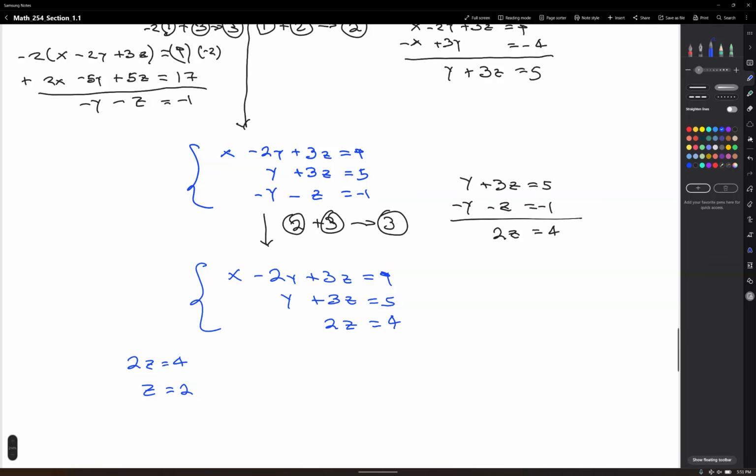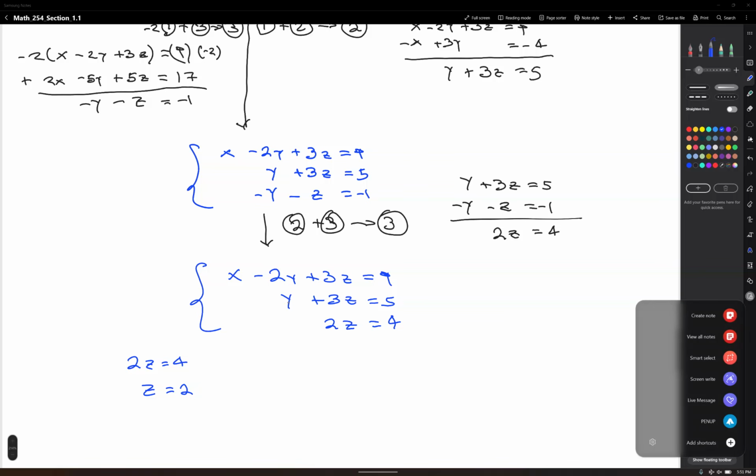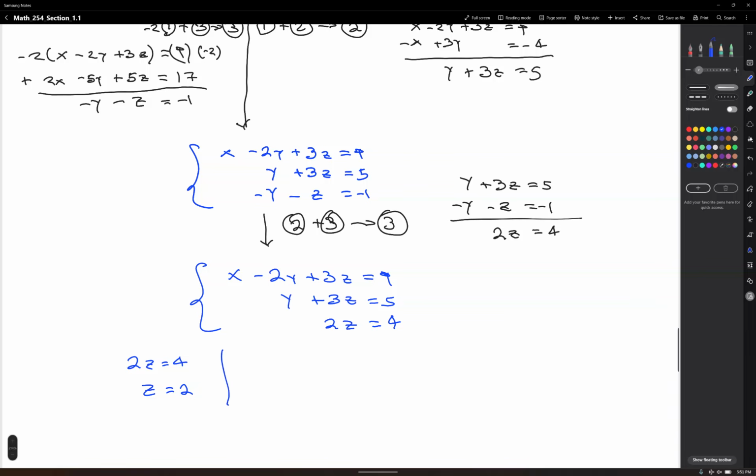Now we know z. What does that mean? We can go back to the second equation and find y because we already know z, don't we? So let's see. y plus 3 times 2 equals 5. That is y plus 6 equals 5. And y equals, what is that? Negative 1? Okay, negative 1.